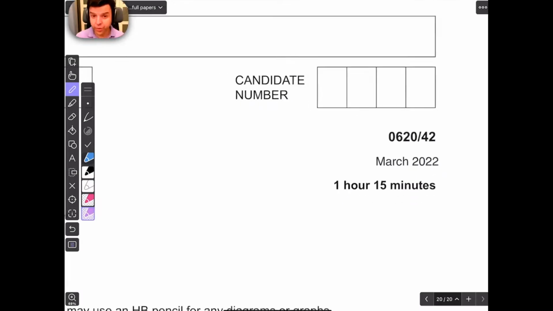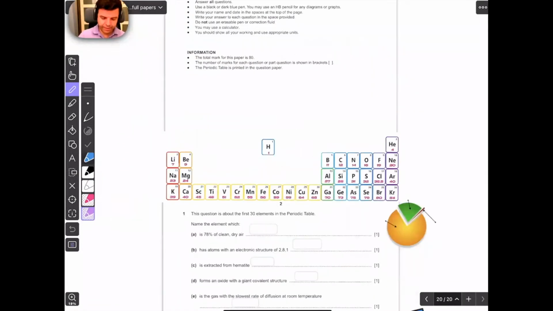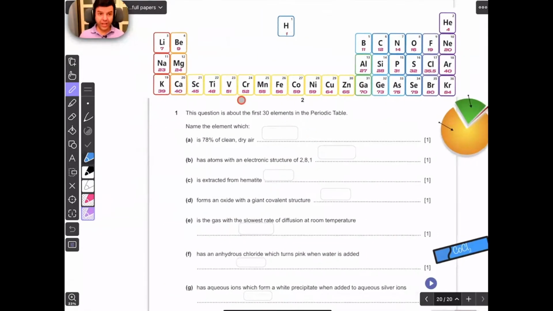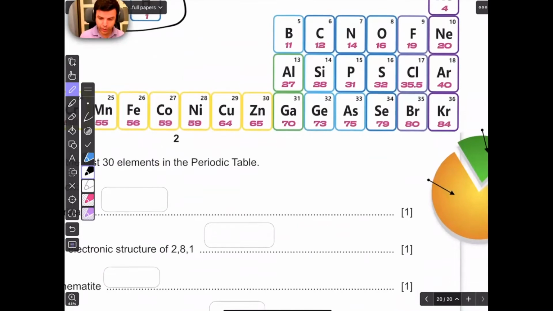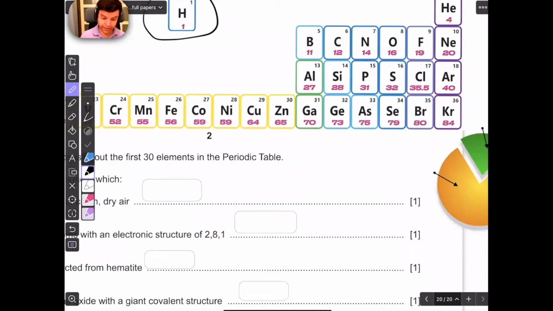We're going to start with this recent exam paper. They wanted you first to look at the first 30 elements, and you need to pick elements all the way from hydrogen here, all the way to element number 30, which is going to be, what do you call it? There you go, zinc, okay? So let's start with the first one.